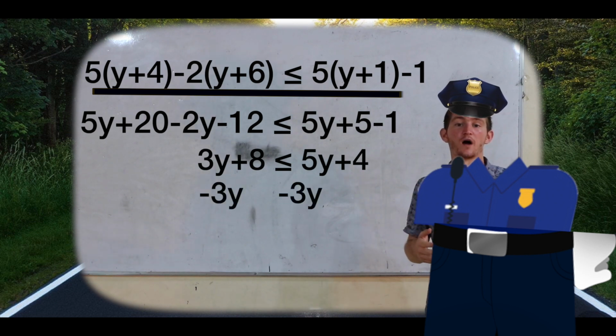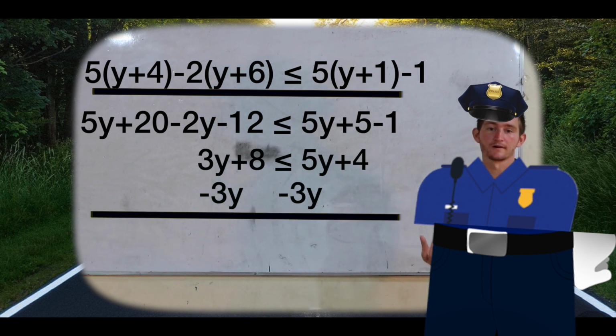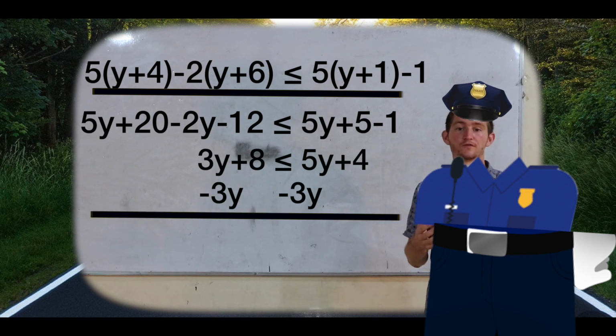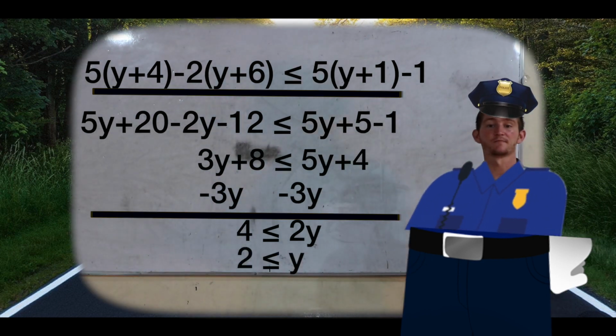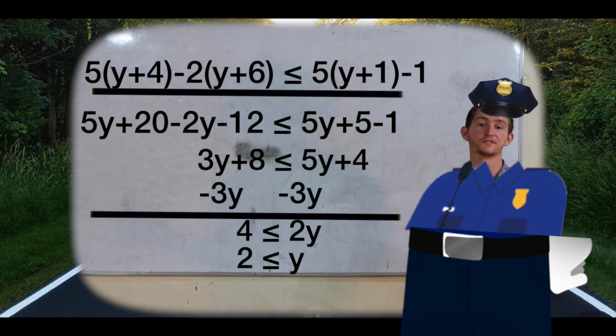Now subtract 3y from both sides. We get 8 less than or equal to 2y plus 4. Finally, subtract 4 from both sides. We get 4 less than or equal to 2y. Finally, divide both sides by 2, and y is greater than or equal to 2.